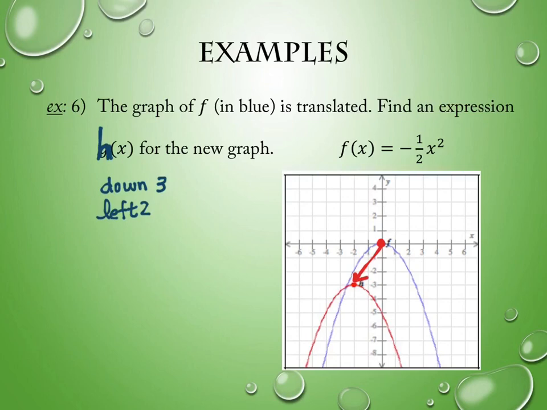Does everybody agree with that? Just the vertex itself, you can count and you can do that. The next question is, are there any reflections? No, it's still in the same direction, right? It was opening downward, it's still opening downward. How about stretching? Is there anything stretching going on?